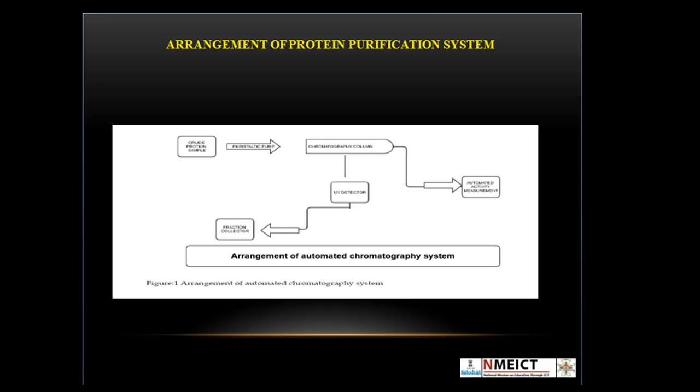This diagram explains the general arrangement of the automated chromatographic system, which consists of space for the chromatographic columns. The chromatographic columns receive the sample with the help of a peristaltic pump. From each fraction, automated activity measurement is carried out. Each fraction will undergo UV detection. And at the end, each fraction is collected in the fraction collectors.